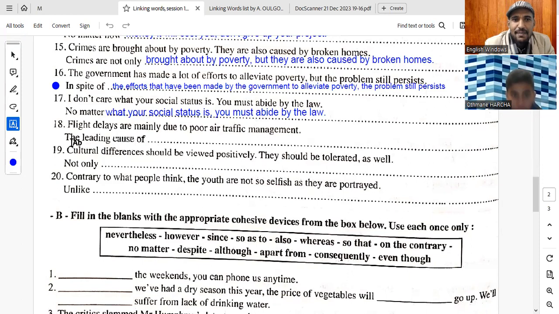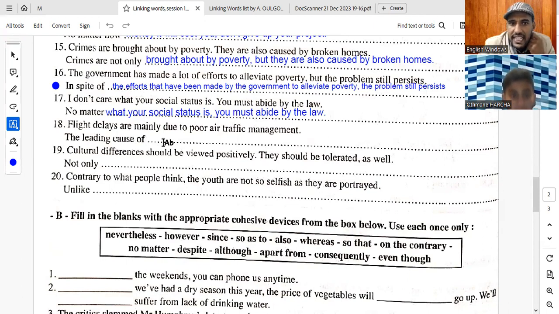Okay, number 18. Flight delays are mainly due to poor air traffic management. Right? يعني التأخرات في الرحلات الجوية are mainly due, هي تعزى يعني راجعة إلى ماذا؟ To poor air traffic management, right? إلى سوء تدبير, right? يعني الرحلات الجوية, right? يعني الزحام وكذا.